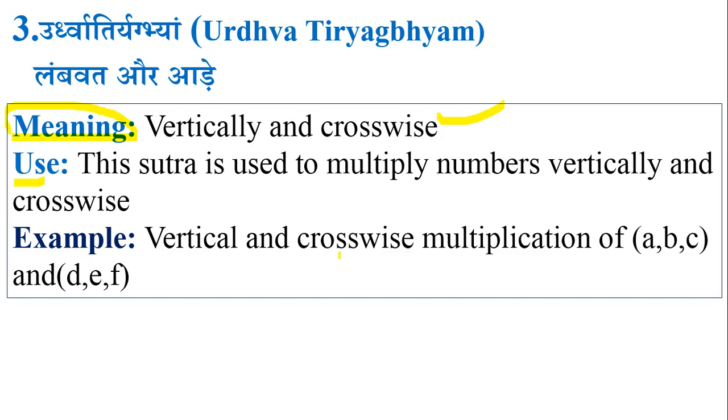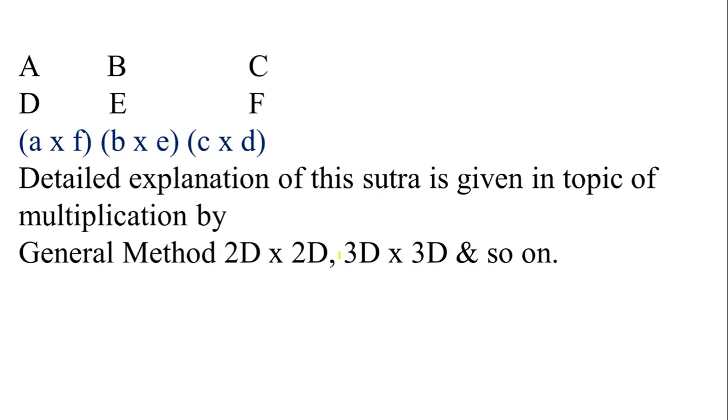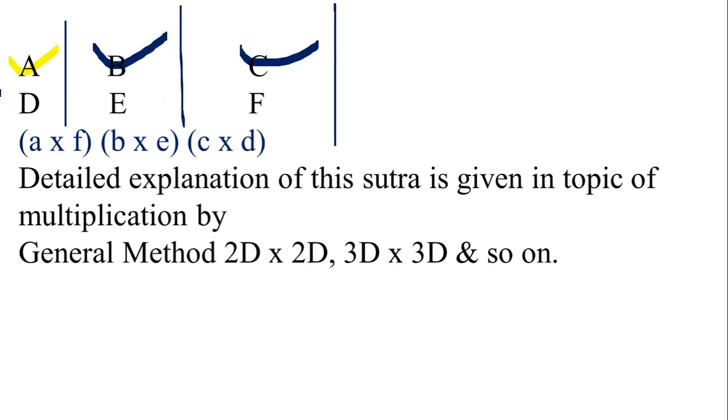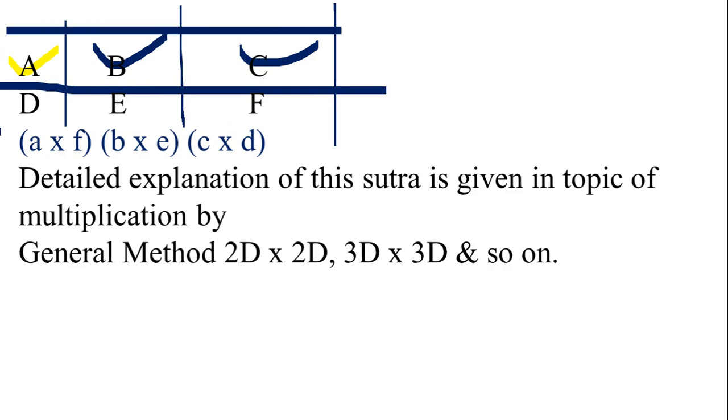An example, if I tell you vertical and crosswise multiplication of ABC and DEF, what does it mean actually? Let me show you here. So guys, for example, you got this kind of problem where you have 3 columns and 2 rows, and A, B, C. This is A, this is B, and this is C. Okay, column 1, column 2, column 3, and this is row 1 and this is row 2. So you have to use this method.